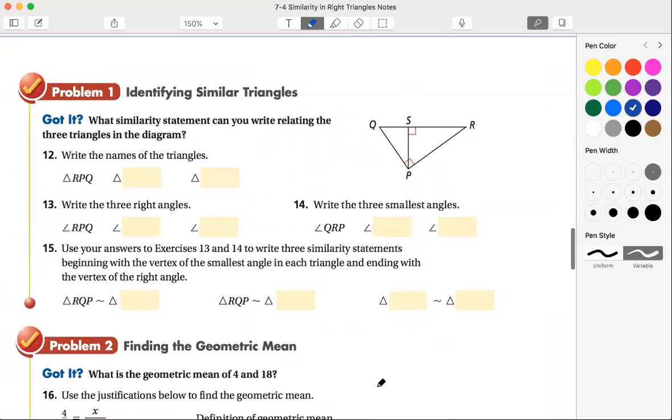All right, so write the names of the similar triangles: RPQ, PQS, and PRS. Write the three right angles: RPQ, QSP, and PSR. And the smallest angles are QRP, SPQ, and SRP. So triangle RQP is similar to triangle PQS. Triangle RQP is similar to triangle RPS. And triangle PQS is similar to triangle RSP.